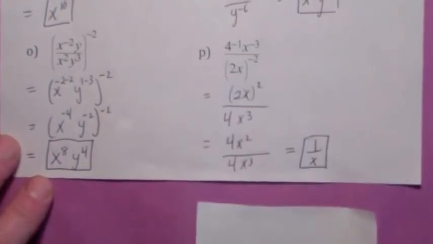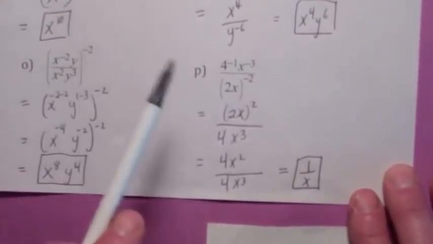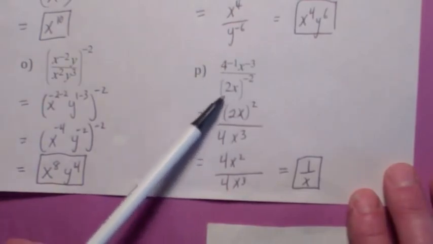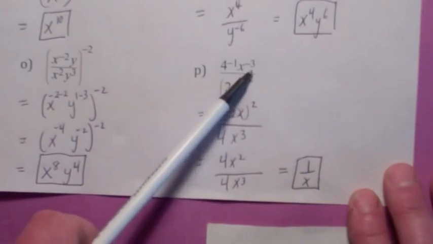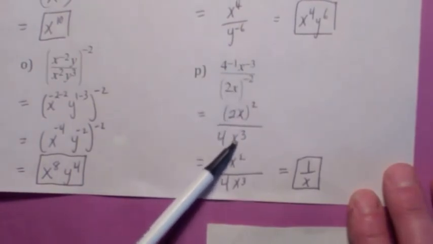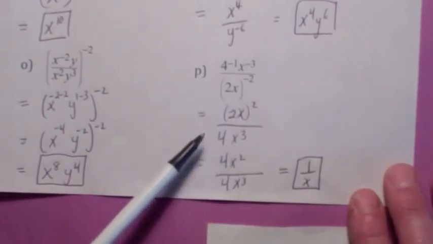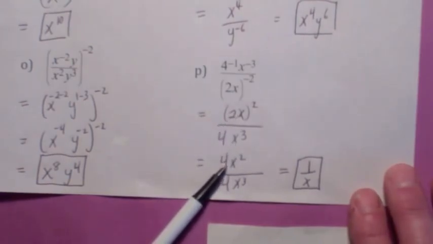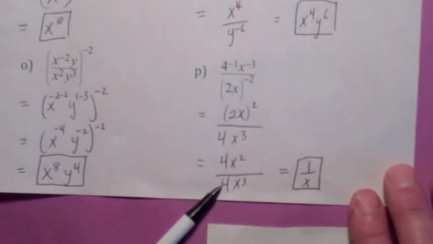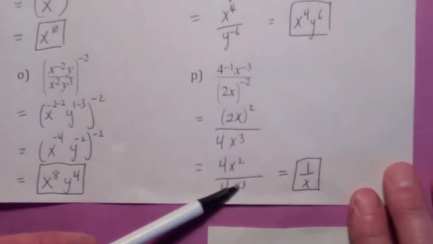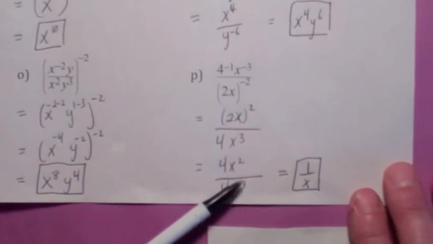Now in this last one, I would move this 4 to the negative 1 down, call it 4 to the 1. Let's move this 2x to the negative 2 up. Notice it's the whole quantity that moves up. Let's move this x to the negative 3 down, call it x to the 3. I think that would be a good first step. Now you could apply rule 7 and call this 4x squared on top over 4x cubed. Don't the 4's cancel? And you can cancel the x's too, or you could subtract the exponents, so your final answer, you just have 1 over x.